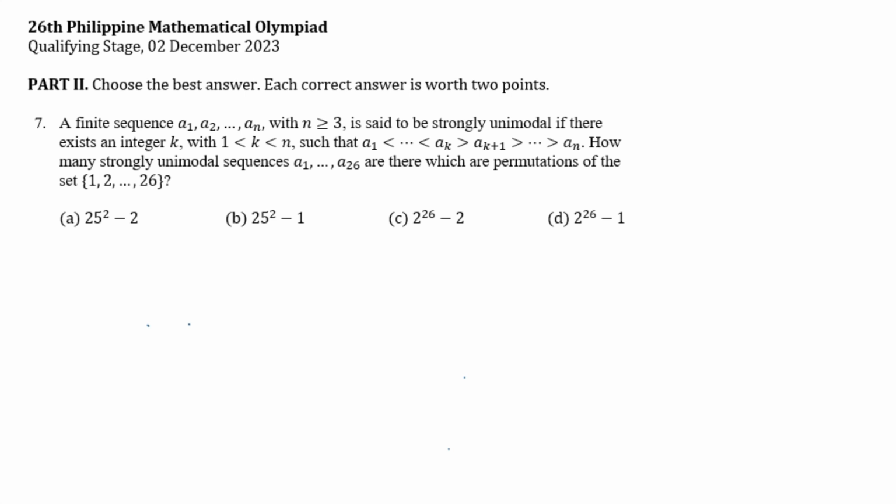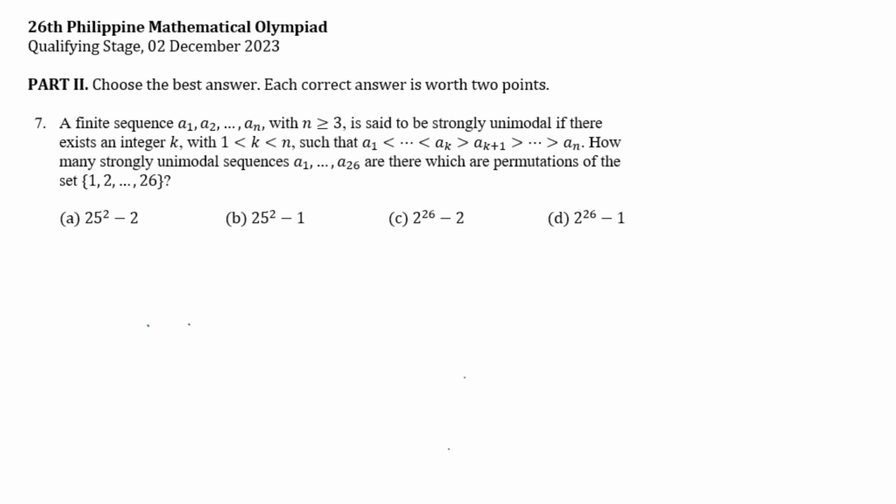Item number 7. A finite sequence a sub 1, a sub 2, up to a sub n with n greater than or equal to 3 is said to be strongly unimodal if there exists an integer k with k greater than 1 but less than n, such that this long chain of inequality is satisfied. How many strongly unimodal sequences a sub 1 up to a sub 26 are there, which are permutations of the set containing the positive integers 1 to 26?